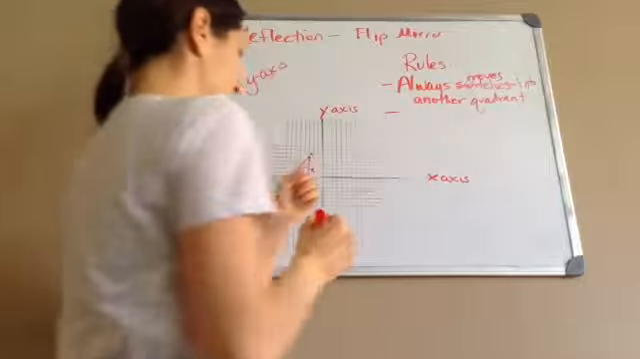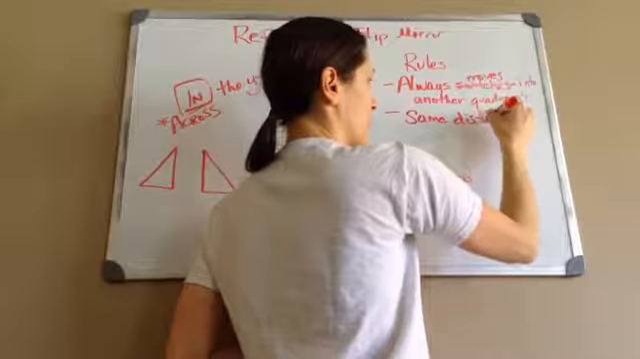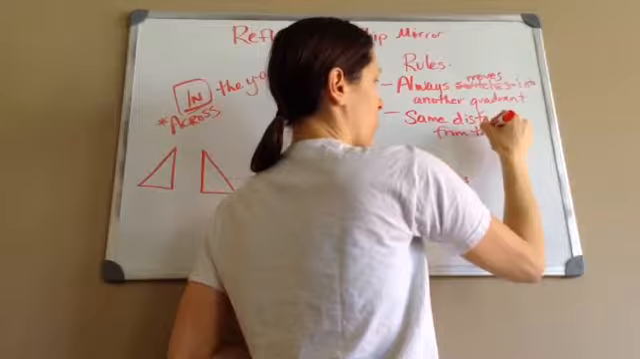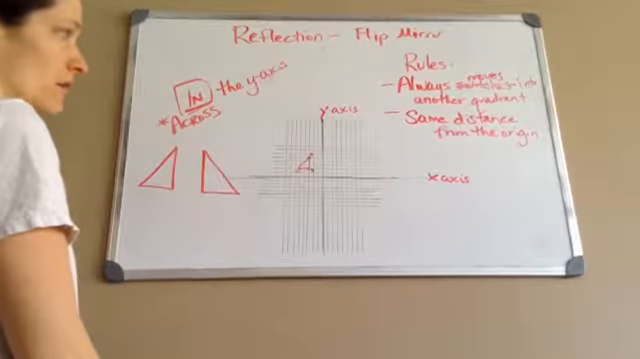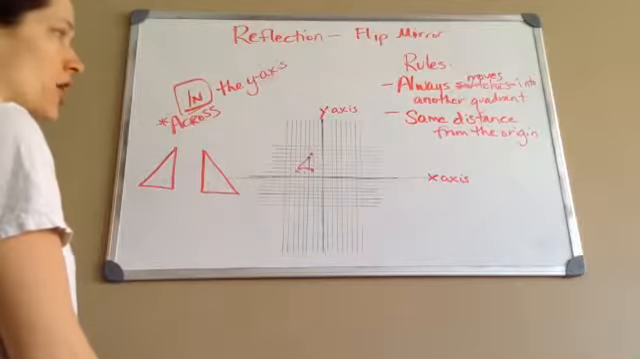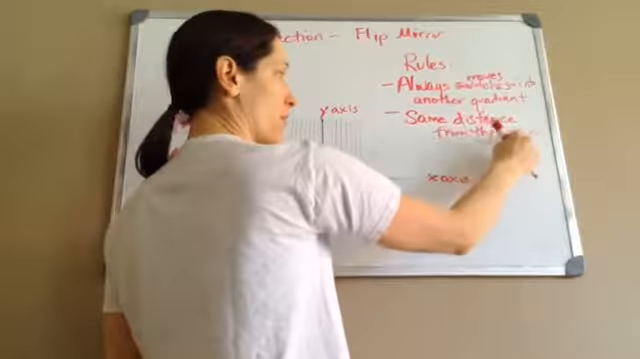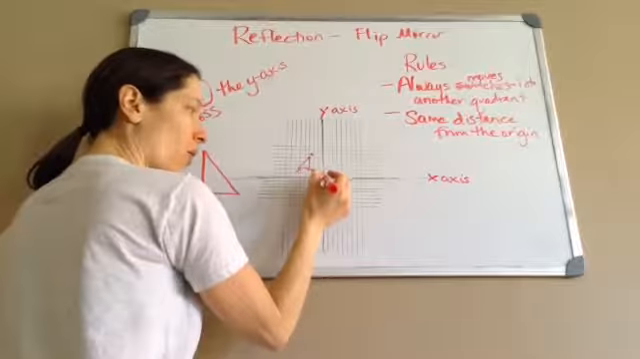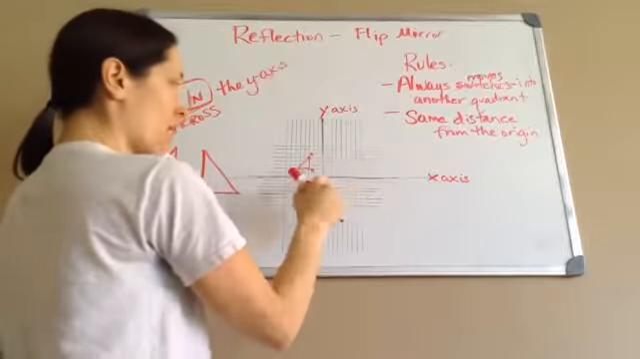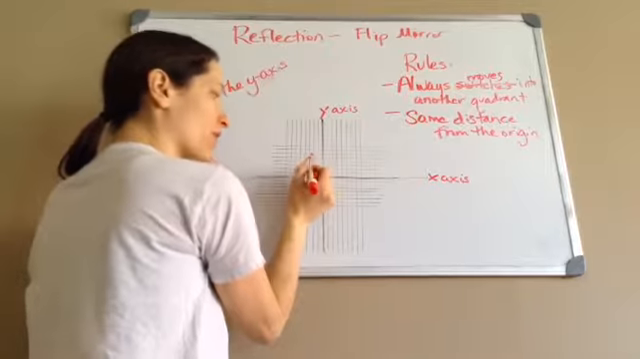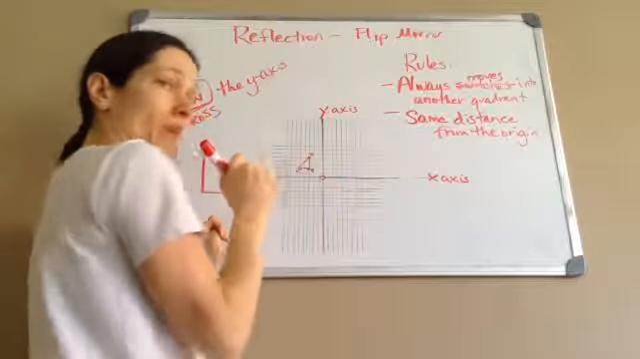Now, the next rule, and you want to write this down, is that it's the same distance from the origin. Go on and write that down. If I'm moving it across the y-axis, it needs to be the same distance from the origin. What I want you to notice is this: the origin is this very middle piece that makes a cross. It's 0, 0, basically. The main point we want to focus on is the one closest to the origin, which is our B.